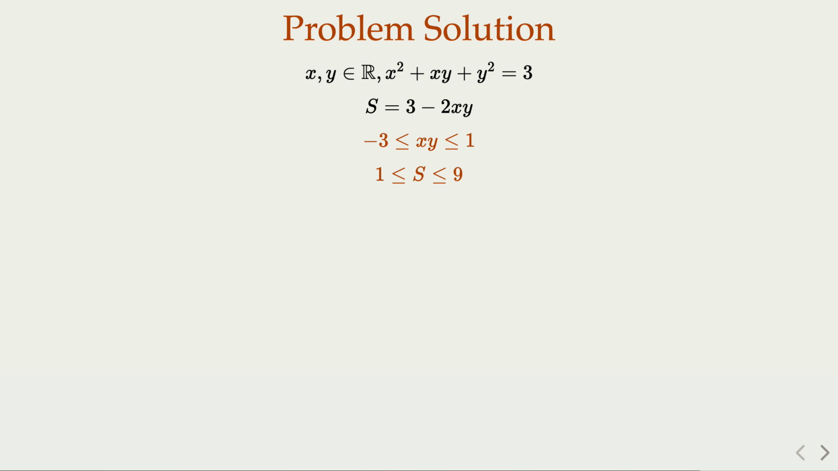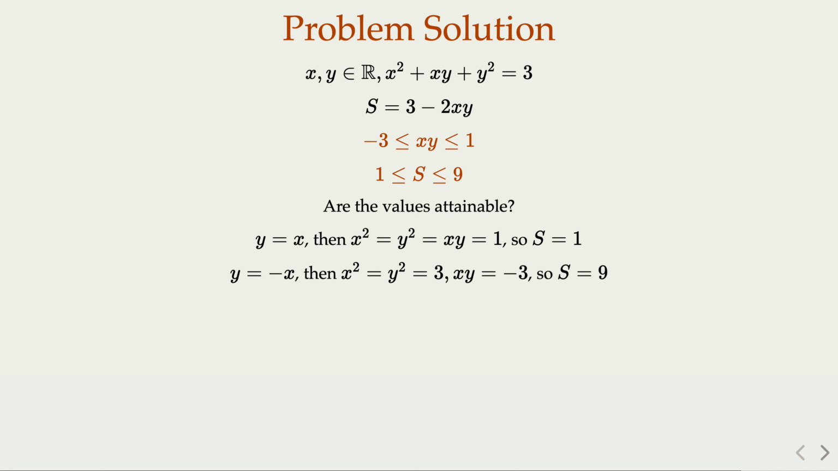The answer is yes. Earlier we know that the extreme value of xy happens when either y equals x or y equals negative x. When y equals x, from the original constraint, we know that all the terms equal 1, so the objective function would equal 3 minus 2, equal to 1. What if y equals negative x? Then x squared plus y squared equals 3, but x times y has the opposite sign, is a negative number. So the value of that is going to be 9, the maximum value.